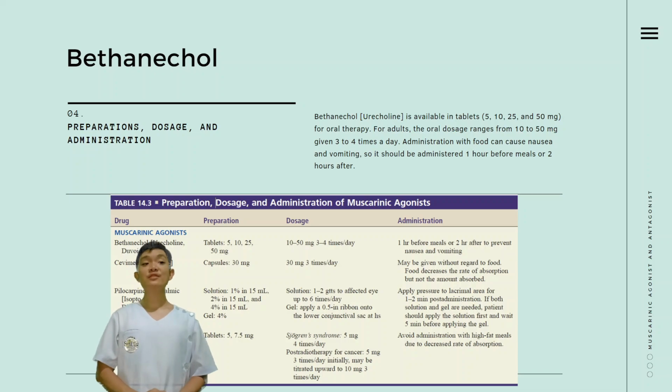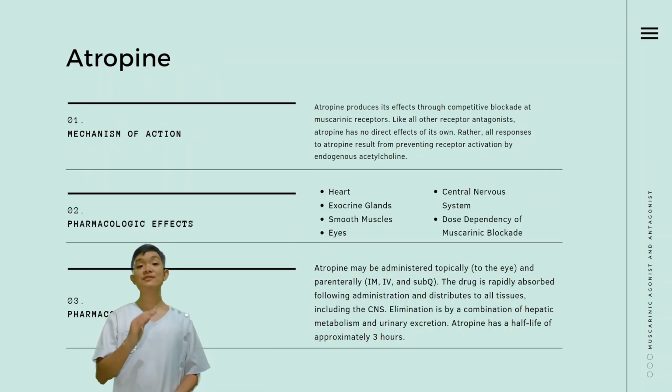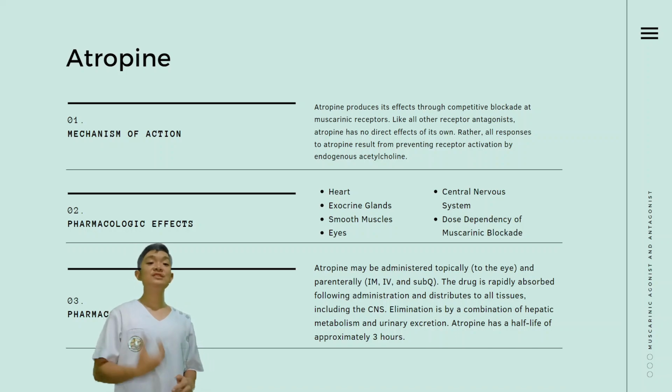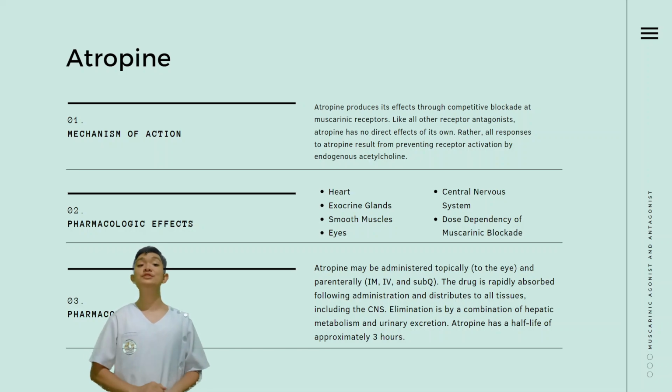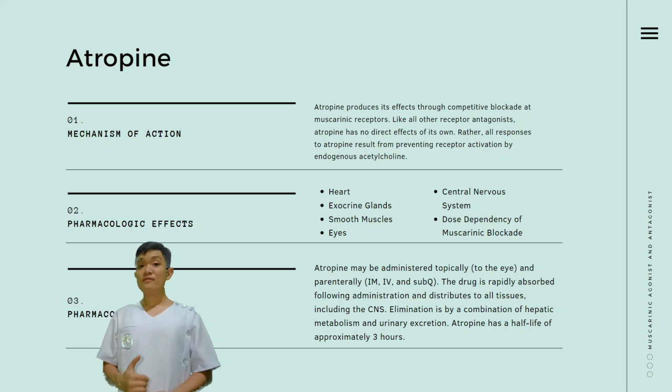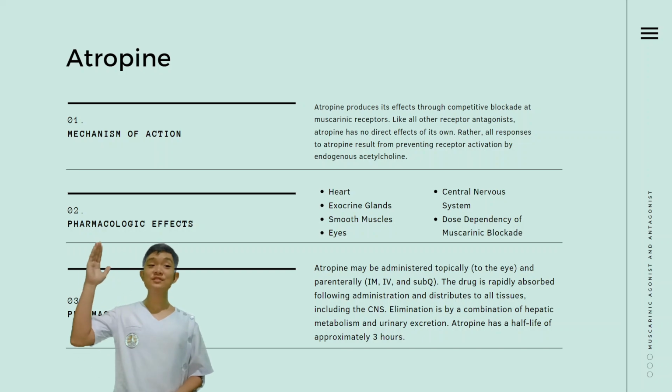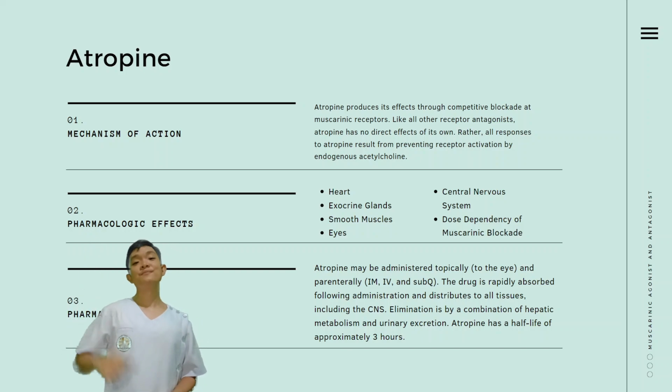Atropine is a muscarinic receptor antagonist. It blocks the effects of endogenous acetylcholine by competitively binding to muscarinic receptors. The pharmacologic effects of atropine include decreased salivation, bronchodilation, increased heart rate, mydriasis, and decreased gastrointestinal and urinary tract motility and nervous system stimulation. The effects of atropine are dose dependent, meaning that a higher dose produces more intense effects.